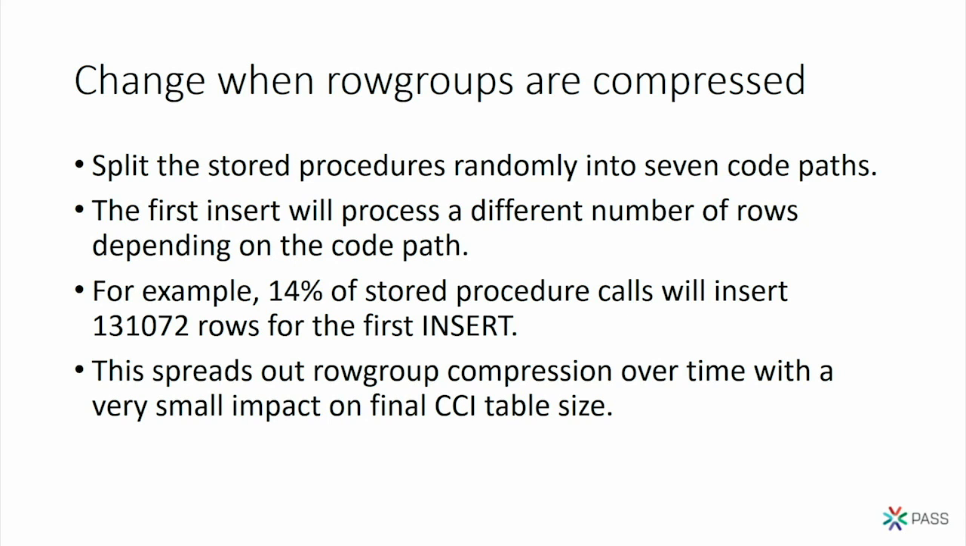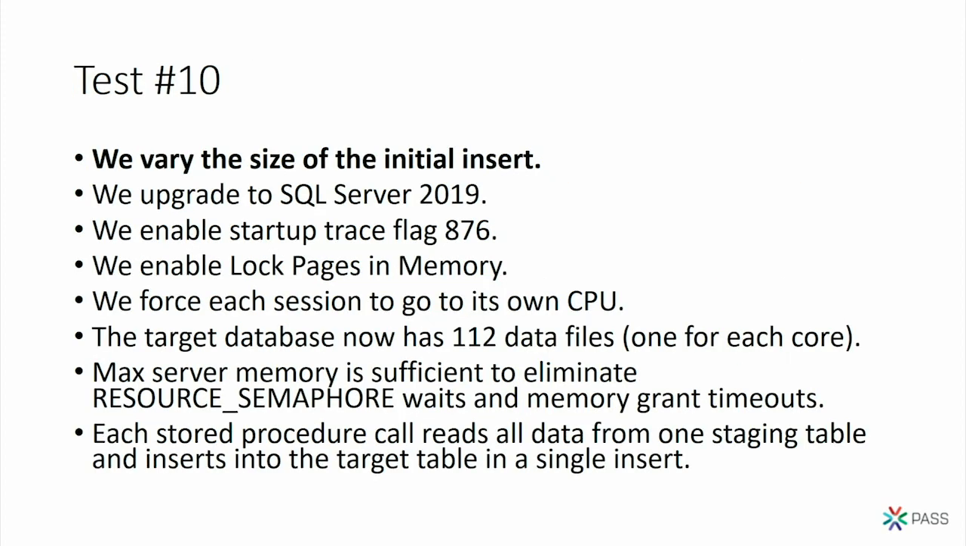So the point of this is, instead of every session reading 1 million rows and compressing 1 million rows, about 14% have a smaller row group, and 14% have a slightly bigger row group. So I can make my sessions do different things at different times. And if I'm doing that, I could have less contention. Does that make sense? So I try it. I vary the size of the initial insert, add some randomness to the mix.